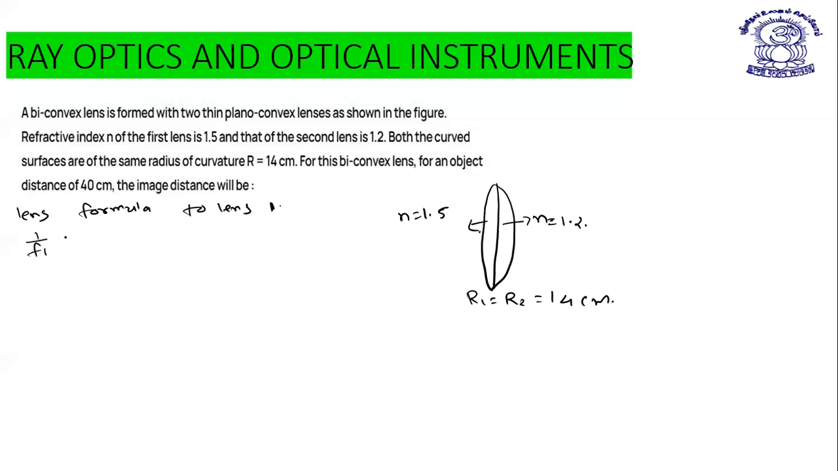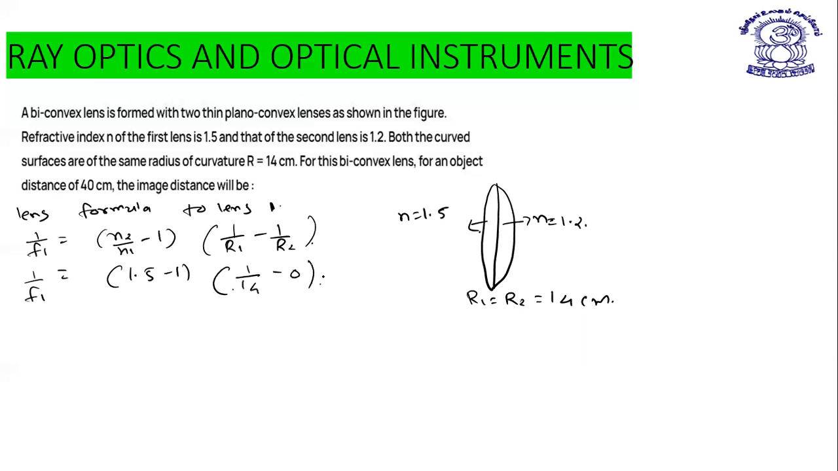So 1 upon f1 is equals to (n2 by n1 minus 1) into (1 upon r1 minus 1 upon r2). So 1 upon f1 is equals to 1.5 minus 1 by 14 minus 0, because the second surface is plane. So we will get 1 upon f1 is equals to 0.5 divided by 14.